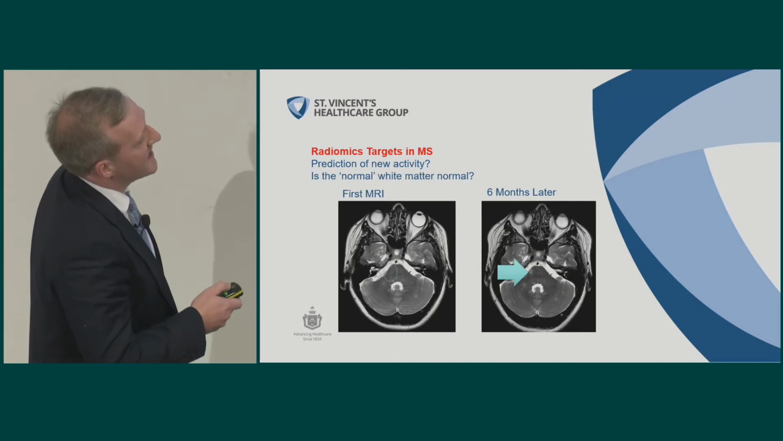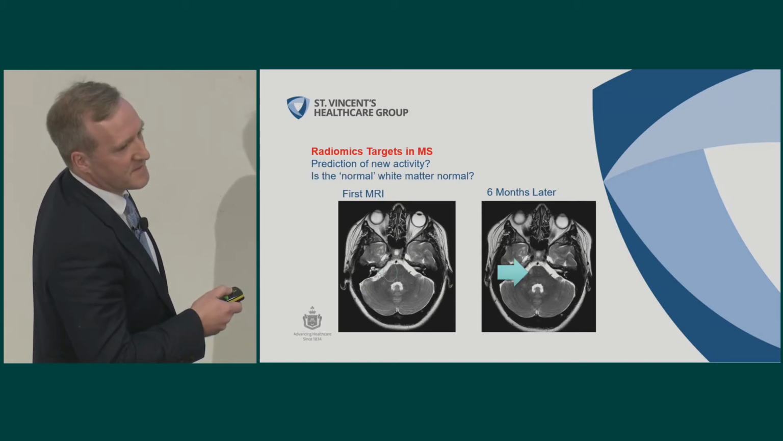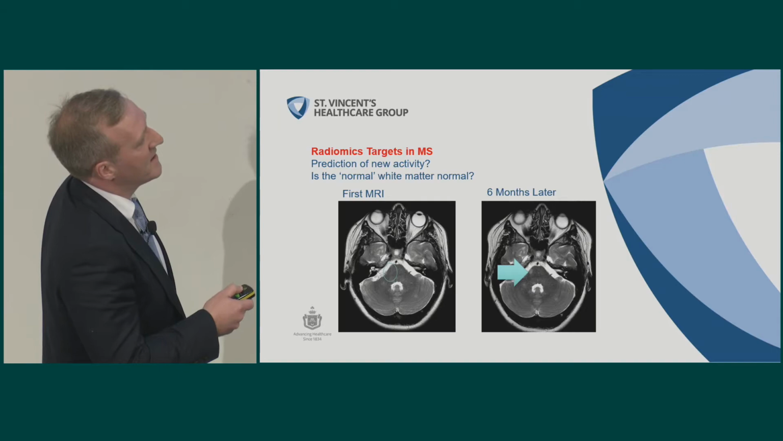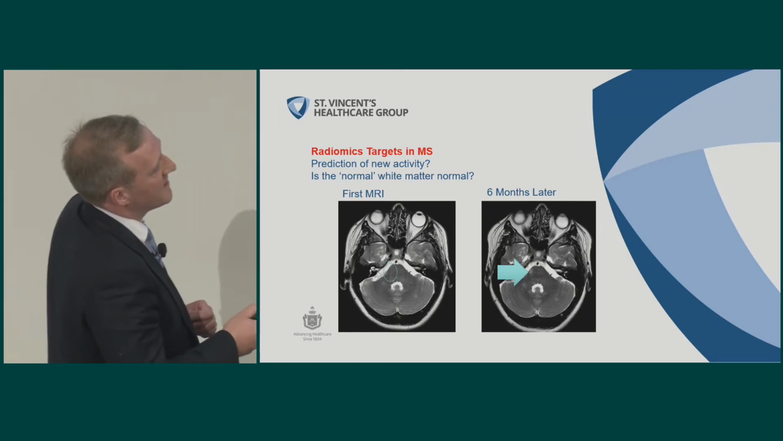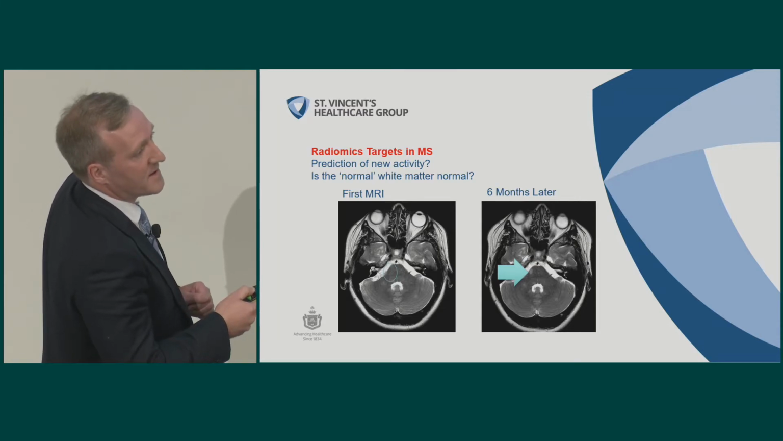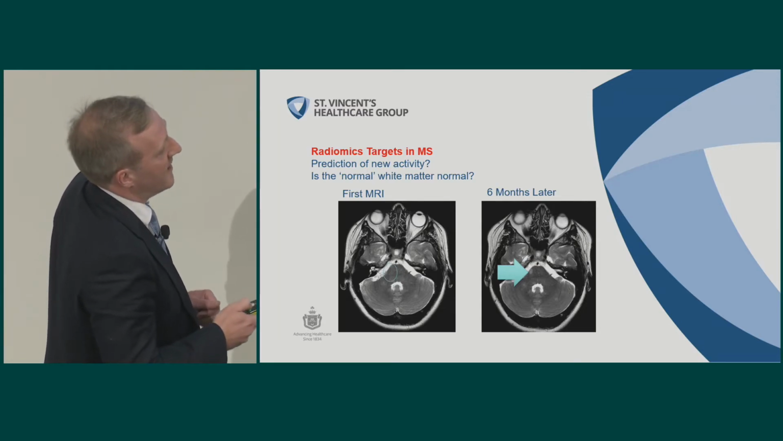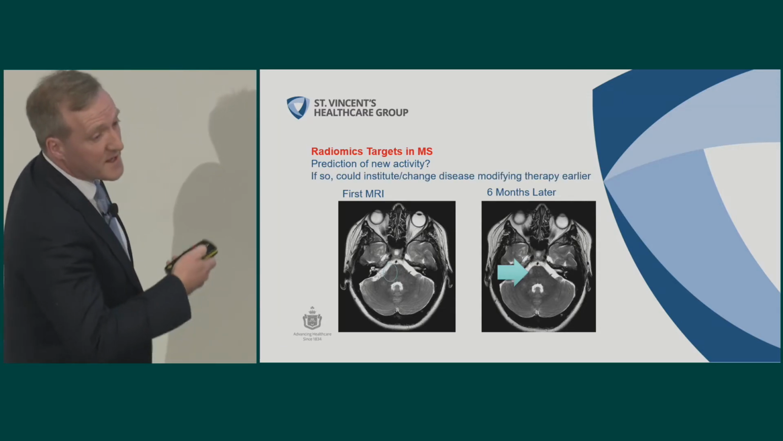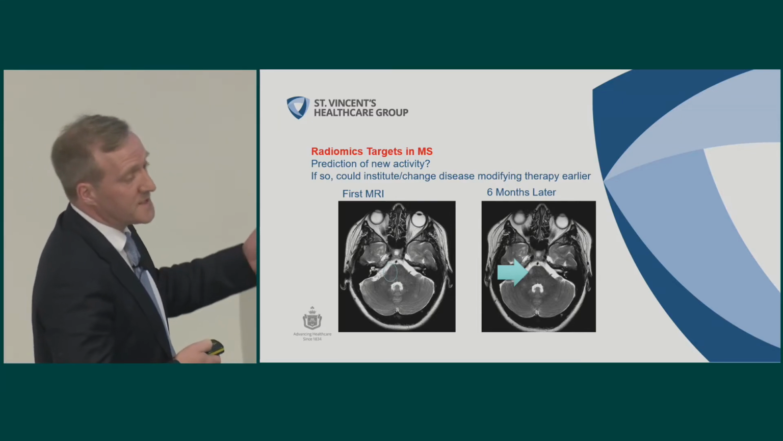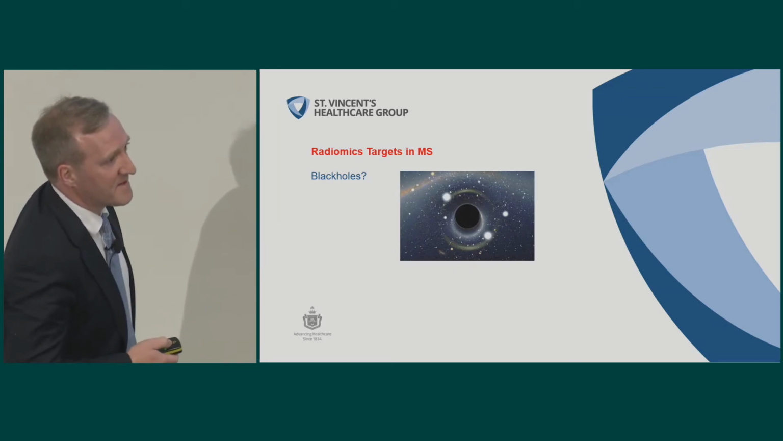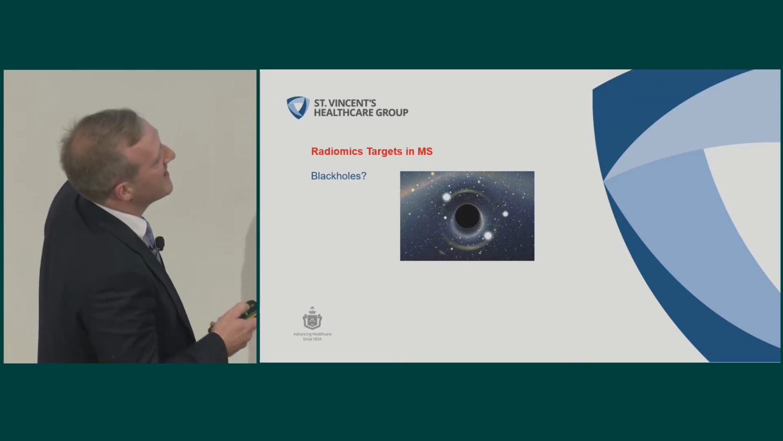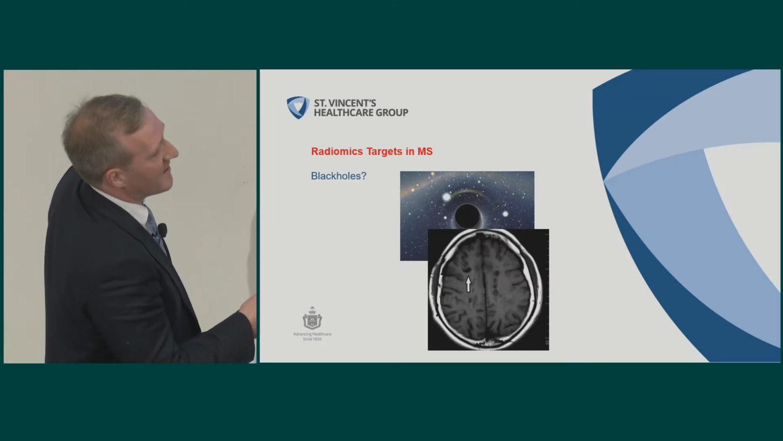But can we predict that that was going to happen? Can we look at this MRI and use radiomics and analysis of the imaging features to say, actually, in 6 months' time, a new lesion is going to appear here, and then can we make the diagnosis at the start? If we could institute treatment straight away, we could reduce disability in the future. I had to put a black hole in because everyone's mentioned space, but in MS, we have black holes too.